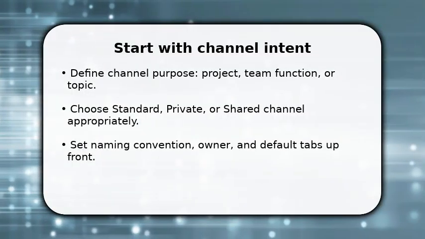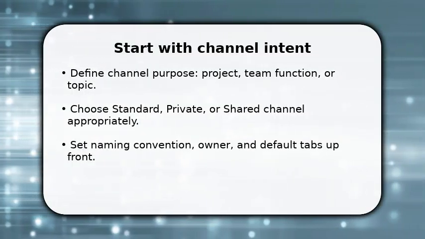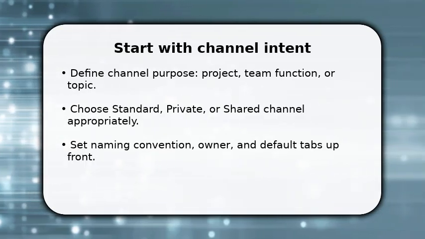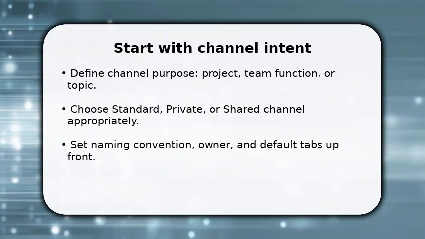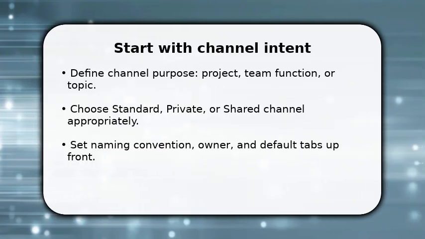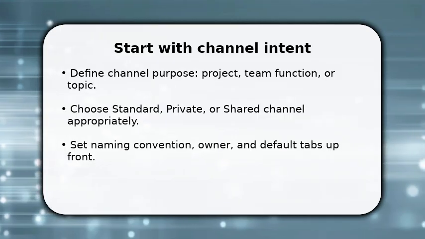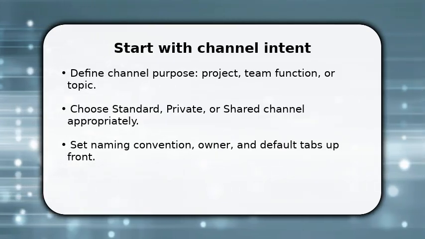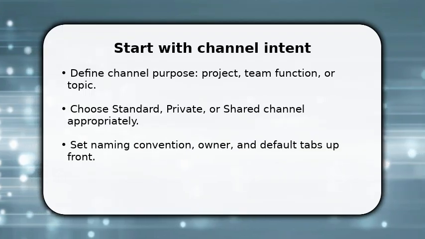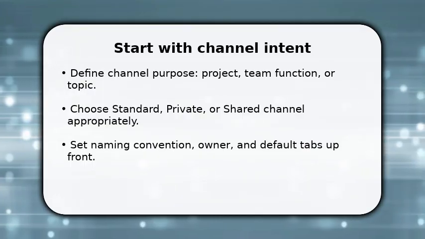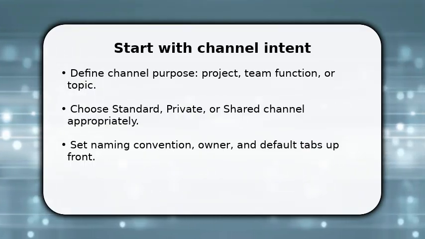You begin by declaring a clear intent for each channel, project, function, or discussion. Once decided, create the channel type that matches access needs: standard for whole teams, private for select members, shared for cross-tenant work. Make sure to apply a consistent naming pattern and assign at least one owner immediately. Then add essential tabs, files, planner, a pinned doc. This prevents chaos later and makes collaboration predictable from day one.